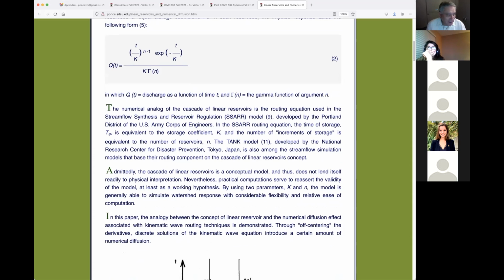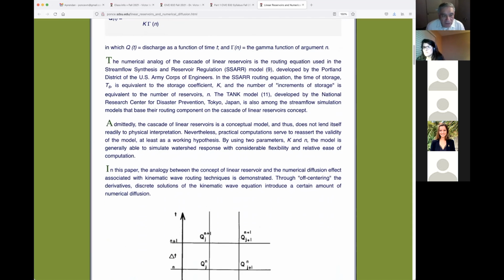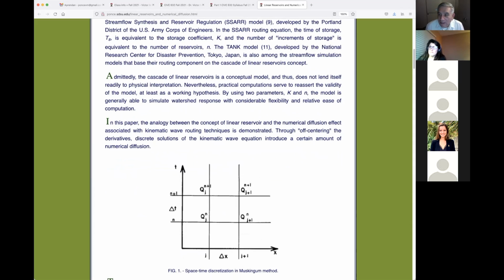So here, the synthesis of reservoir regulation developed by the Portland district: the time of storage is equivalent to the storage coefficient. These people use the same concept with different names, so we should not get confused. The tank model developed by the National Research Center in Tokyo, Japan, is among the streamflow simulation models that base their routing component on the cascade. Now, don't forget that I'm talking about the cascade with my knowledge of 1980, which is much less than what we have now.